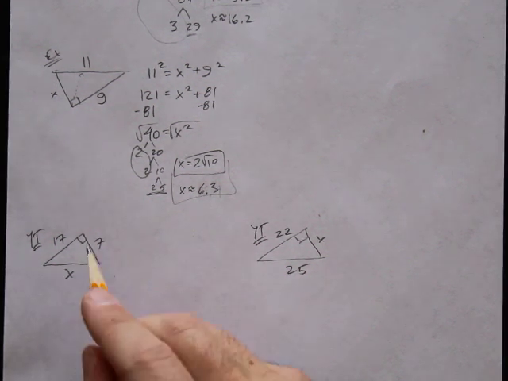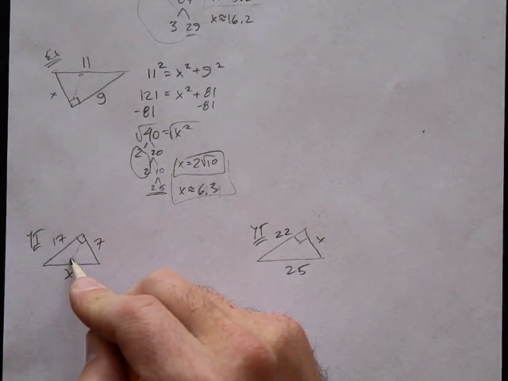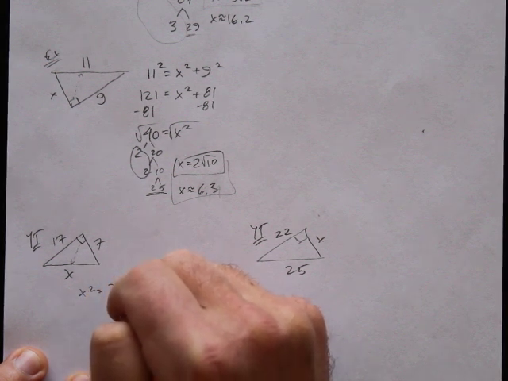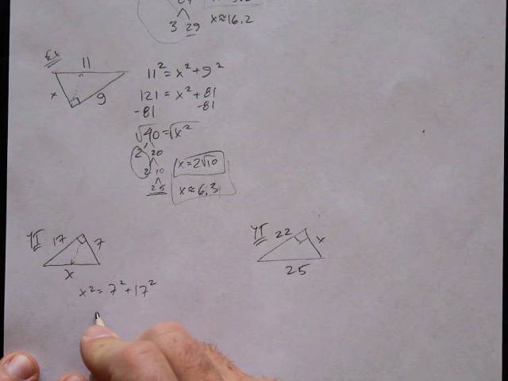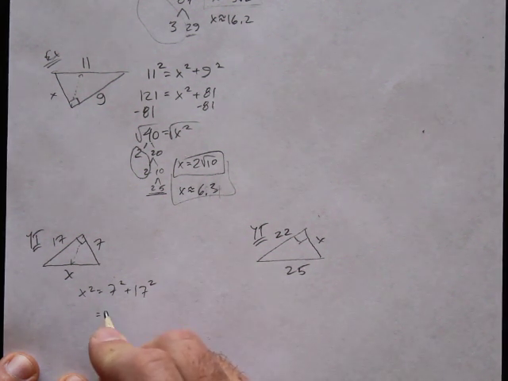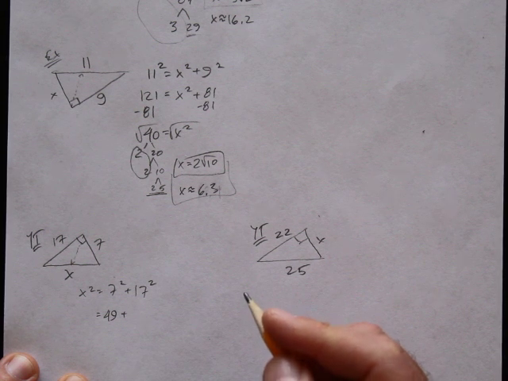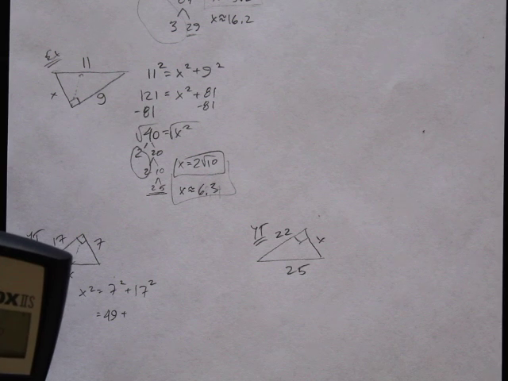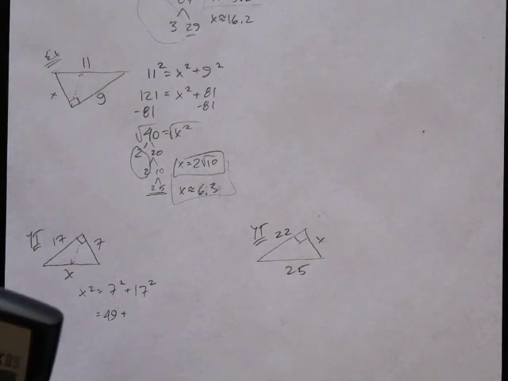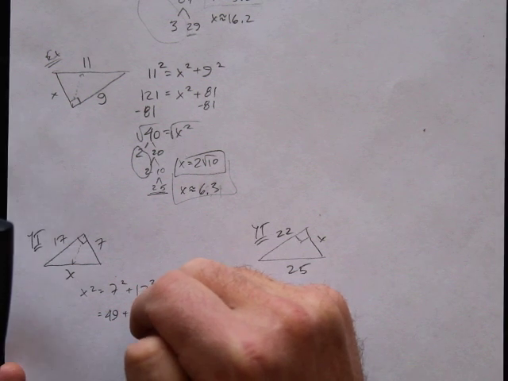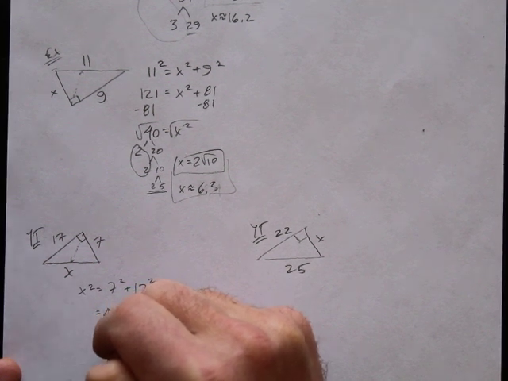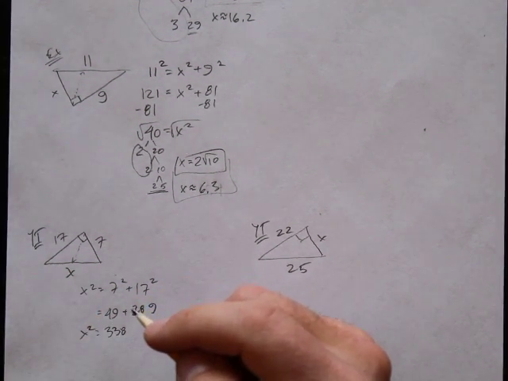All right, let's see how you did. Now this one, I'm going to identify my hypotenuse. My hypotenuse is x. And so I'm going to say x squared equals 7 squared plus 17 squared. So x squared equals 7 squared, which is 49, plus 17 squared. 17 squared, I did not write it down from last time, so I'm going to just put it in my calculator here real quick. 17 squared, or 17 times 17, is 289. And then if I add 49 to that, I get 338. So x squared equals 338.